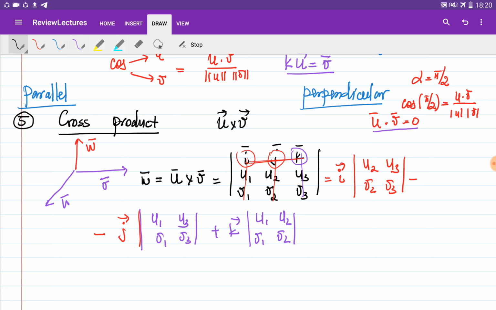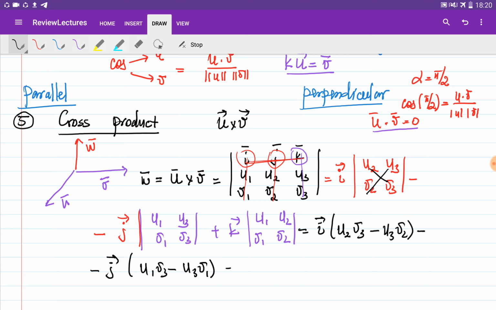Finding the determinant of the 2 by 2 matrix is even easier. This is going to be i multiplied by the multiplication of these two entries, minus the multiplication of these two entries. It's going to be u3, v2, minus j component of this vector is going to be u1, v3, minus u3, v1, plus the k multiplied by u1, v2, minus v1, u2. So we obtain the omega vector with the three components, right?